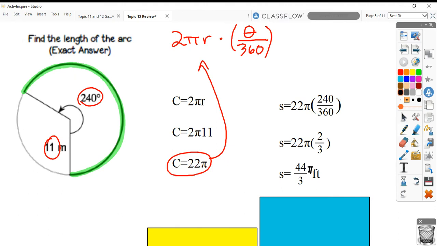If you are trying to figure out your answer in terms of pi, make sure that what you type into the calculator is 22 times the fraction. If you're trying to find your answer using a calculator in terms of pi, you are not typing pi into the calculator itself. All right? So that's how we get this answer of 44 pi over 3.